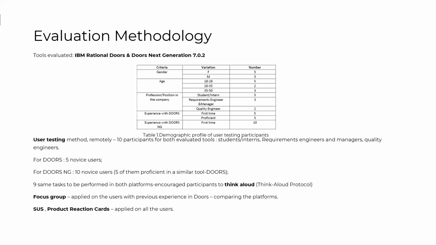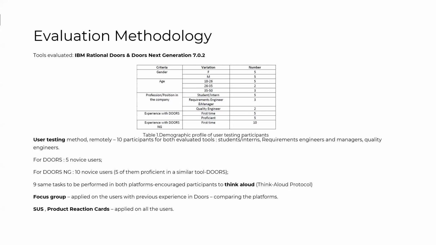So the evaluated tools are DOORS and DOORS Next Generation, and the table presented here illustrates the demographic profile of the participants. The first method of the evaluation applied was the user testing session with a total of 10 participants with roles like students as interns, requirements engineers and managers, or quality engineers. For the evaluation of DOORS, we used novice users, while for DOORS Next Generation there were 10 participants, 5 of them new users and 5 of them with some experience in a similar tool like DOORS.